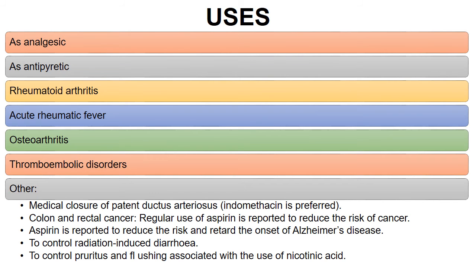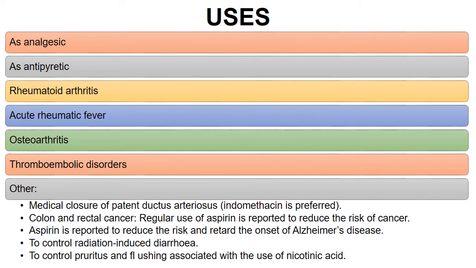NSAIDs are used as analgesic and antipyretic. Also used in treatment of rheumatoid arthritis, acute rheumatic fever, osteoarthritis and thromboembolic disorders. They are also useful for medical closure of patent ductus arteriosus, in which indomethacin is preferred.